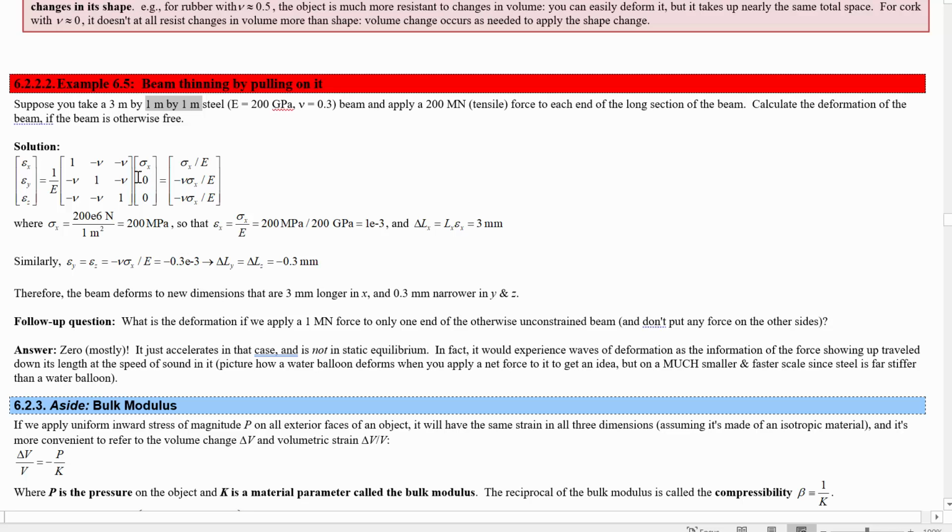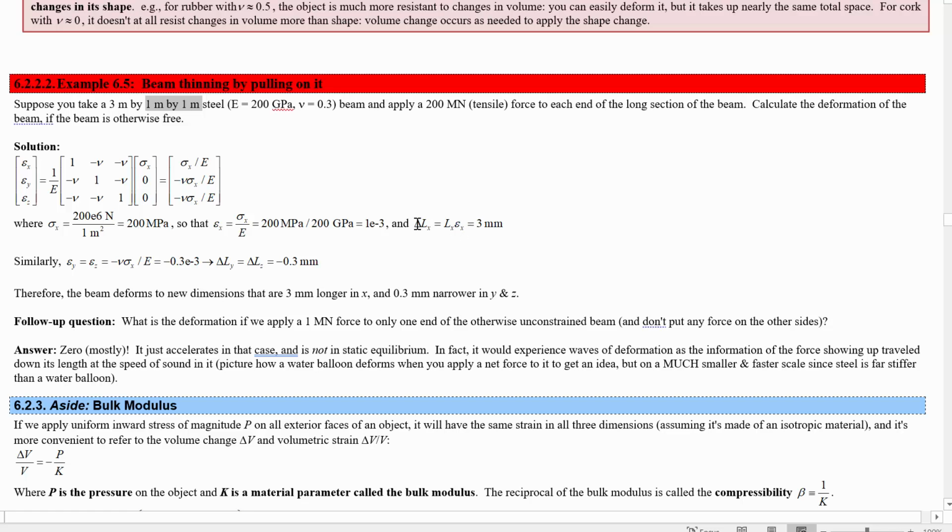And when you substitute that into there and put in the 200 gigapascals for the Young's modulus, we end up with a strain of 1e minus 3, 0.1%. And then the new length would be the original length plus the change in length, where the change in length is the original length times the strain.